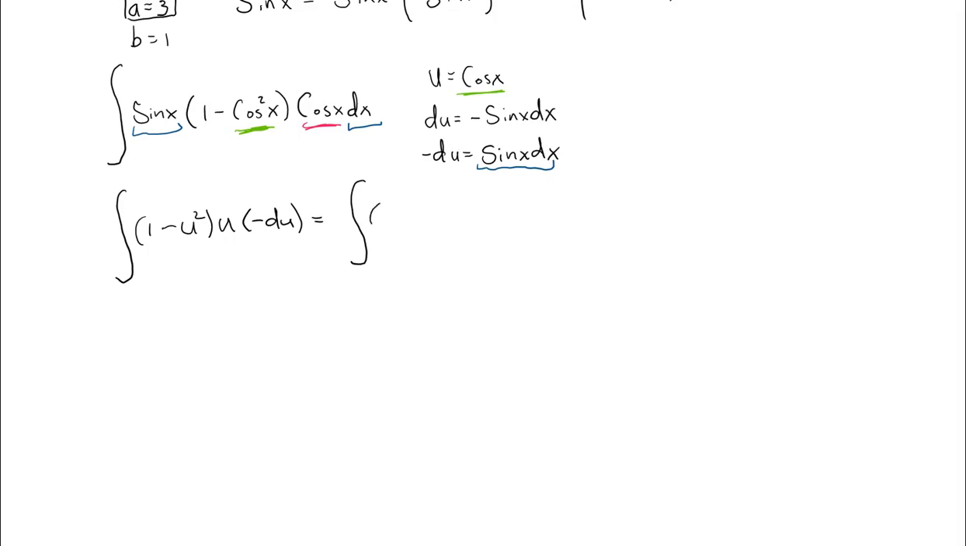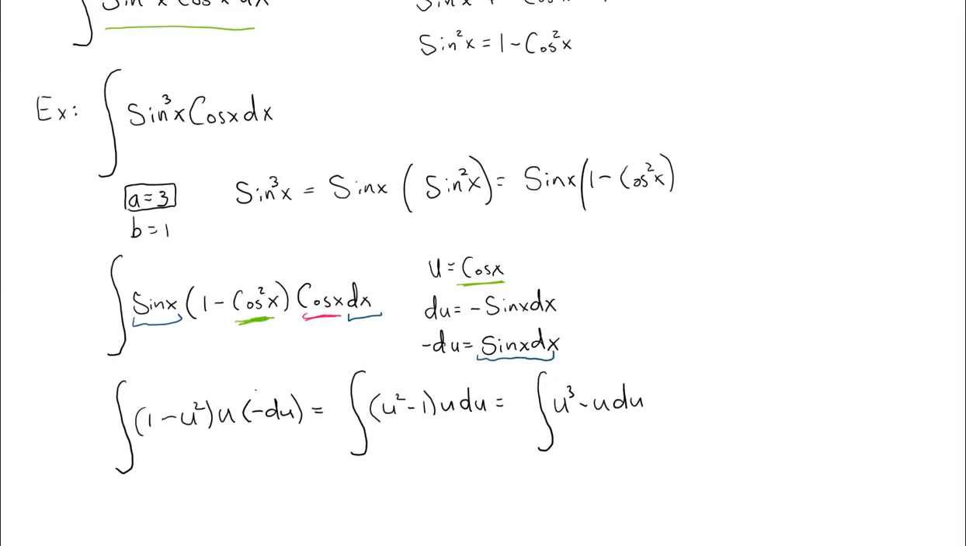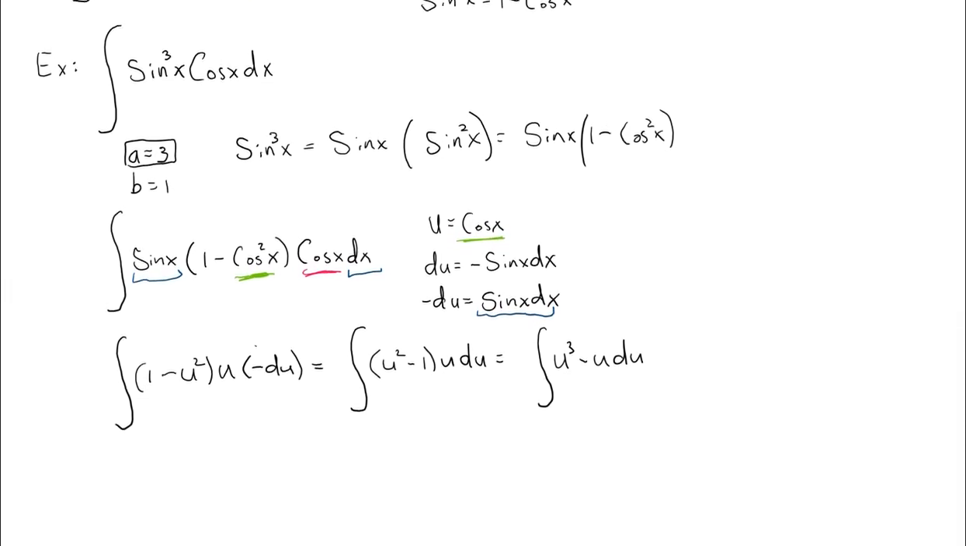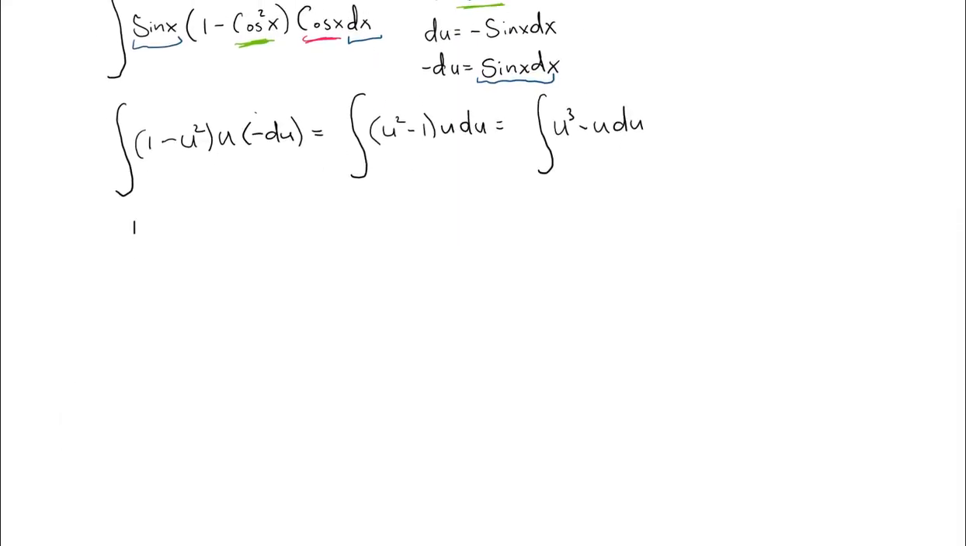Now we can rewrite this integral. We can distribute this negative to the first parentheses, and we'll get u squared minus 1 times u du. And this is equal to, we can distribute that again, u cubed minus u du. Basically what we've done here is we've started with a rather complicated trigonometric integral, and we've converted it into a polynomial. And so now we can apply the power rule, and we have 1/4 u to the 4th minus 1/2 u squared plus our constant of integration.